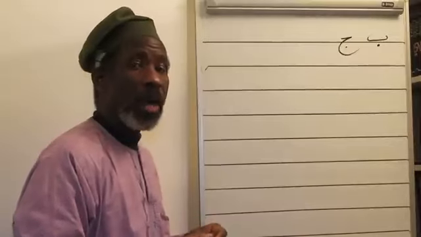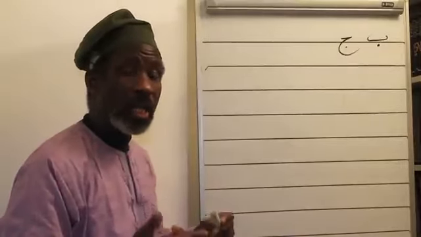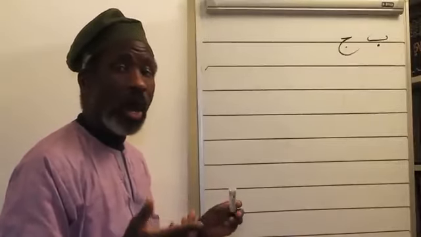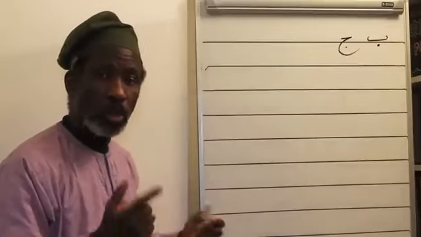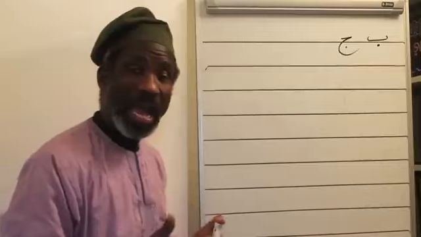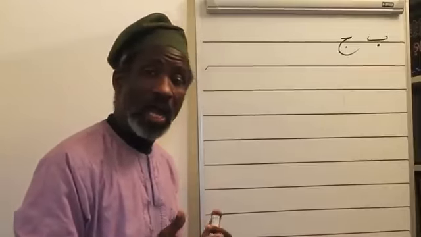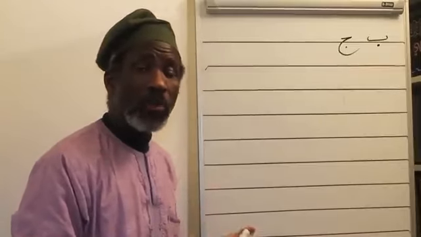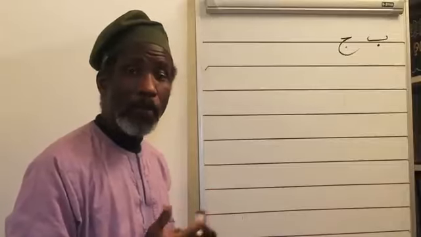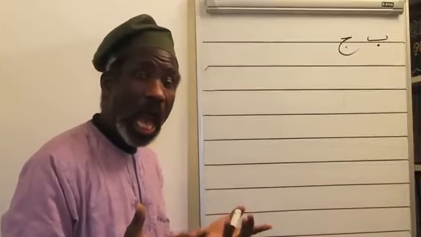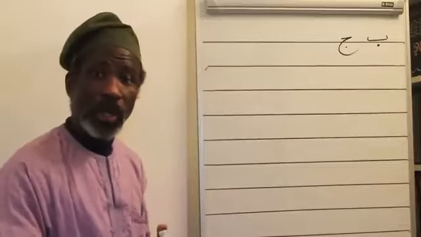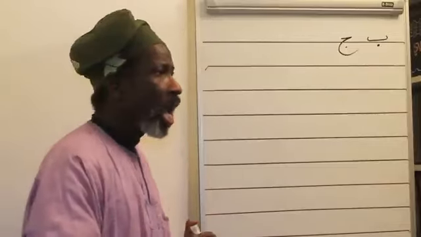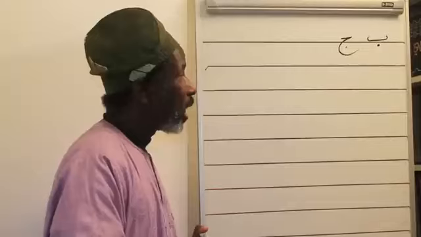Ba, ta, tha, jim, ha, kha, dal, dhal, ra, zain, sin, shin, sod, dod, to, dha, ain, ghain, fa, qaf, kaf, lam, mim, nun, ha, waw, ya. Okay, we have only two with one dot below. Now let's move to the next one.